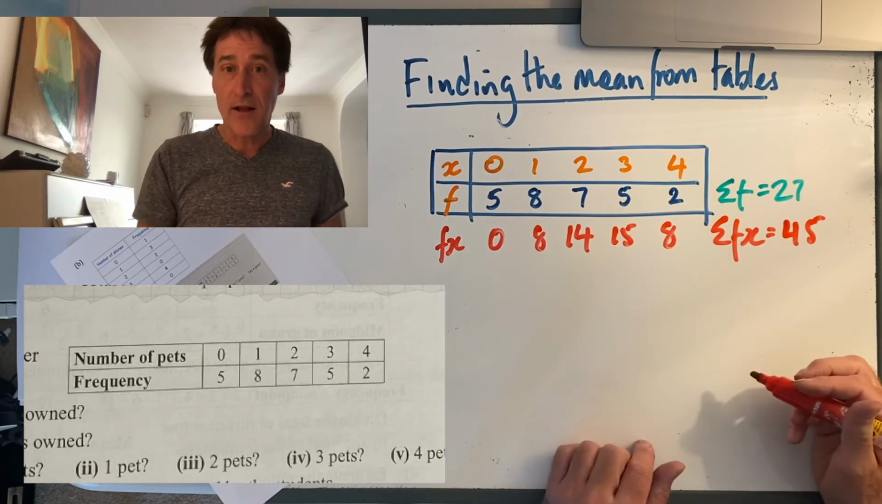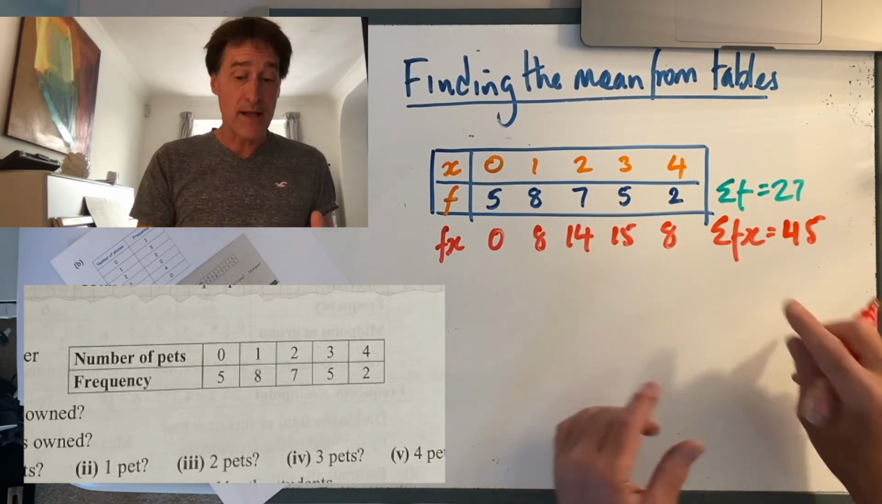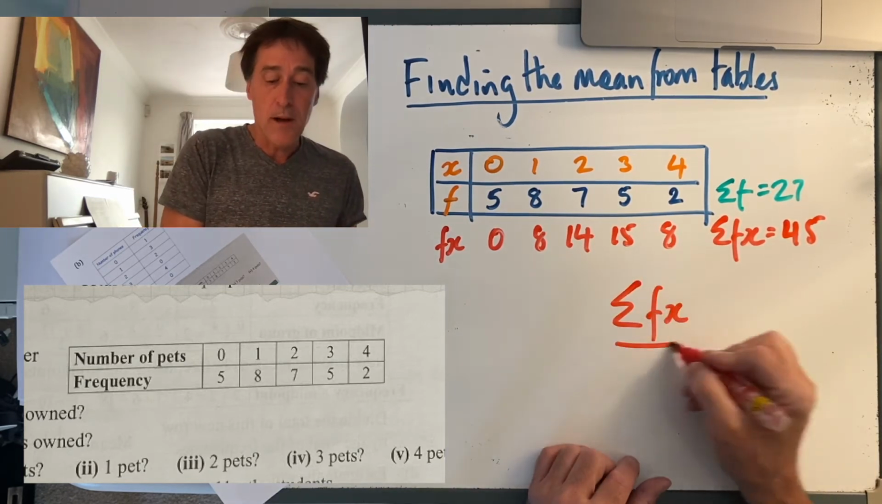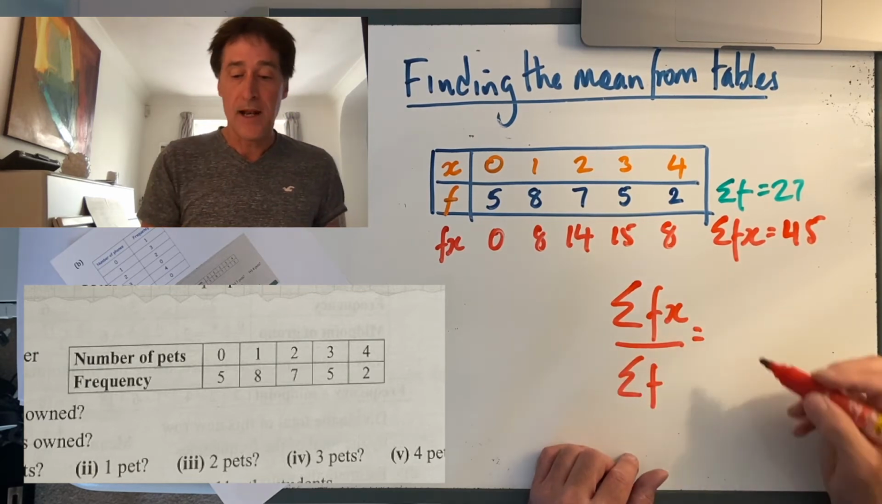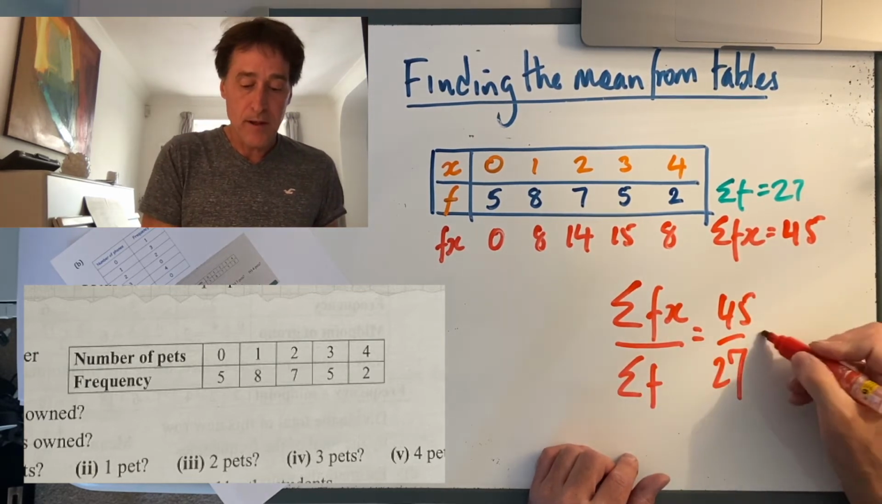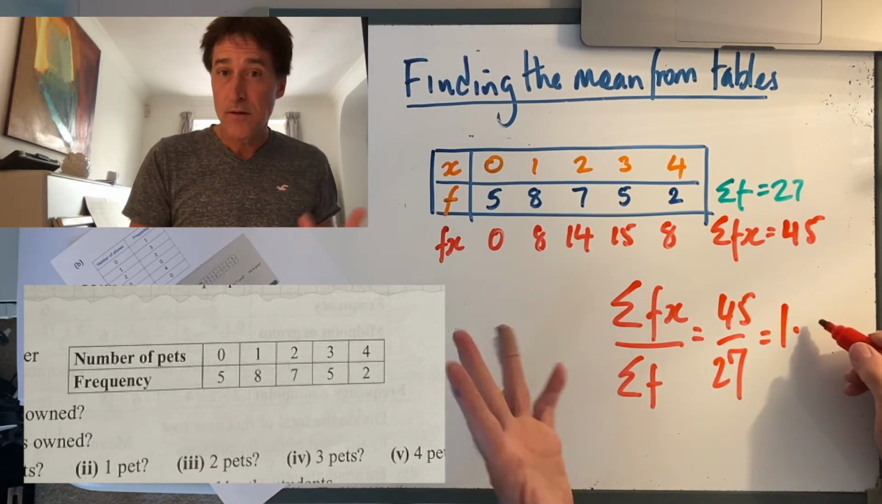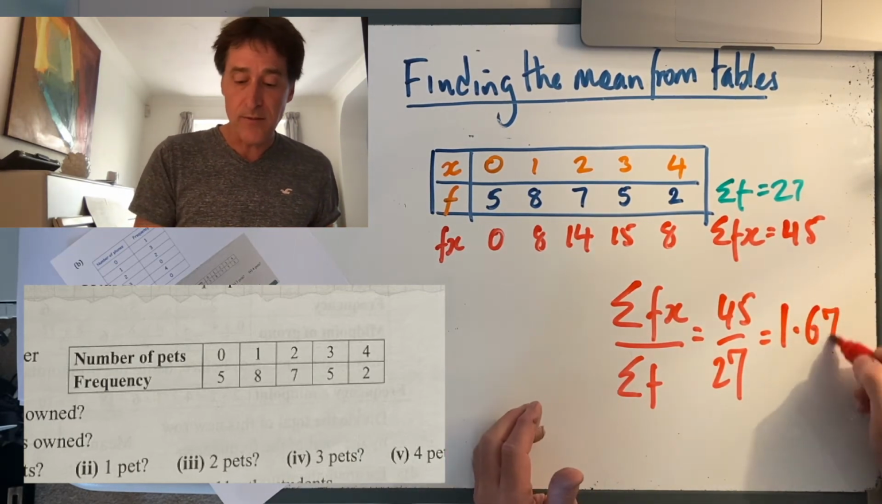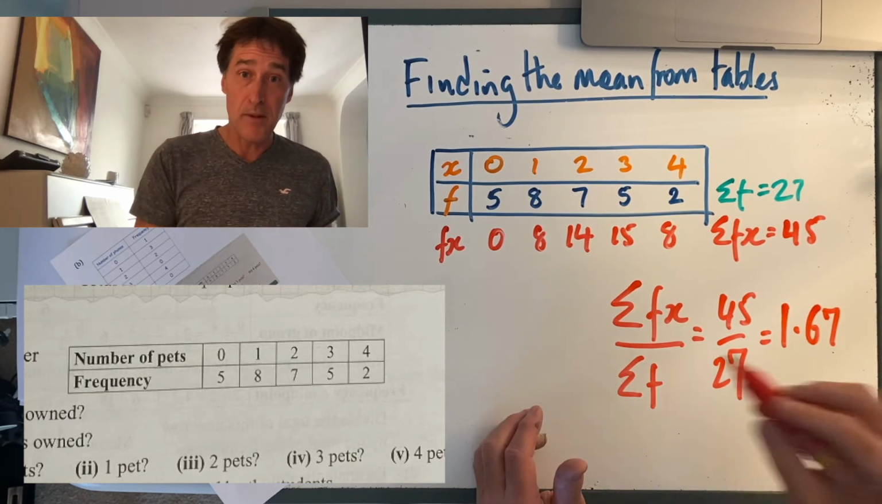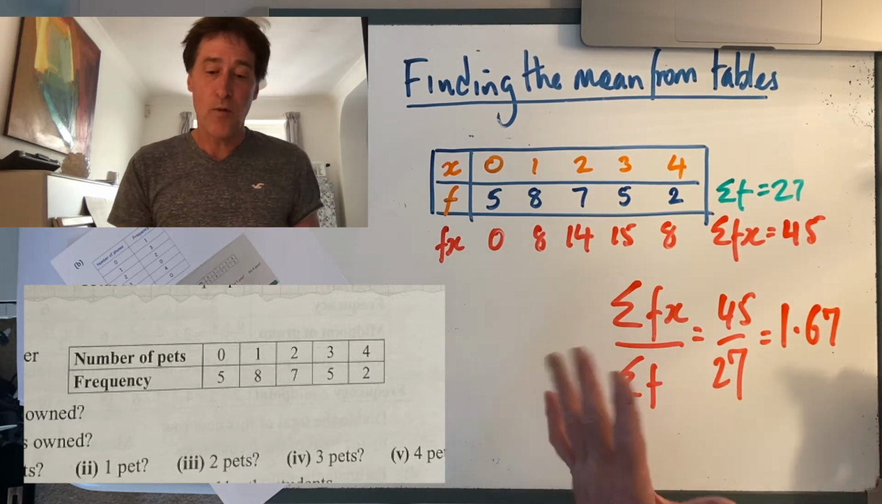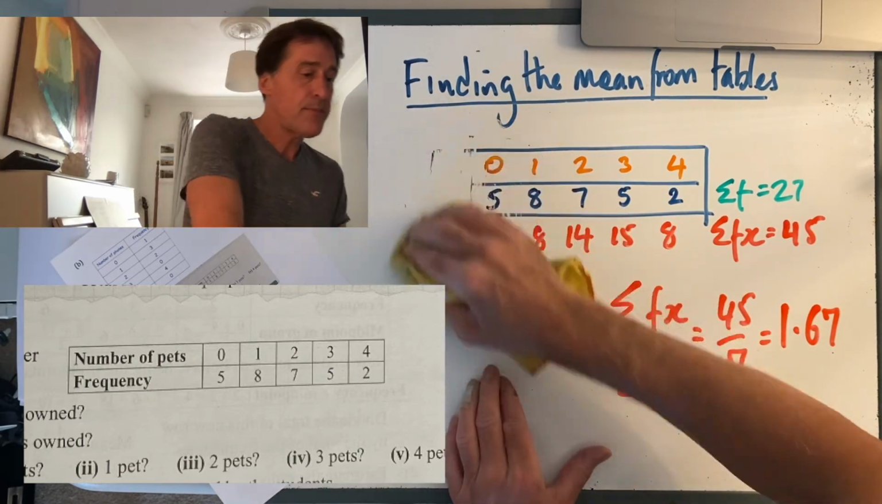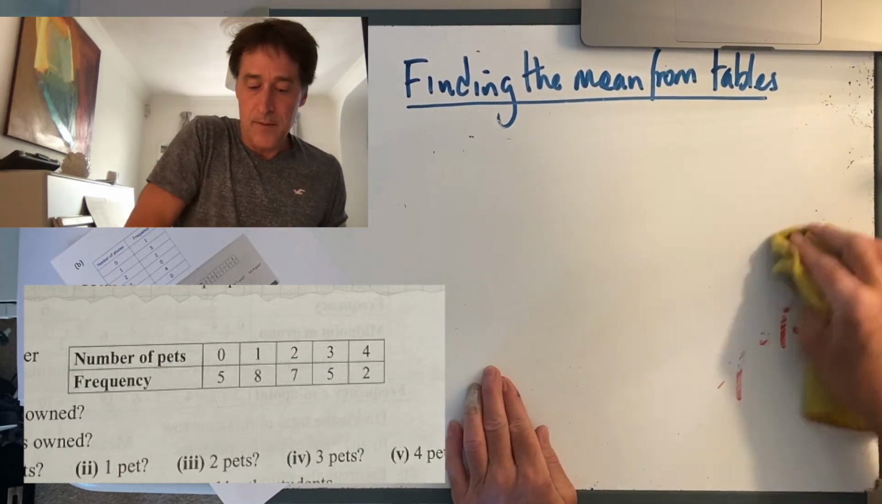Brilliant. Now, to find the mean, I divide the total number of pets by the total number of people. And I can use my calculator here, because this could be quite complicated. On my calculator, I come to 1.6 recurring, 1.67. So that's the number of pets per person. Now let's go for example 3. Bit more of a challenge.